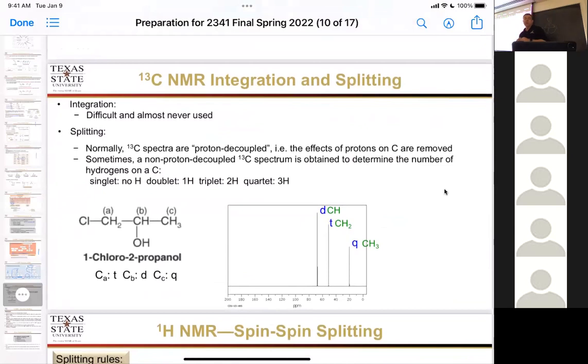Sometimes on the quizzes, I'll tell you what kind of carbon this is. This showed a doublet or a triplet or a quartet. And so you'll know which is which right there.